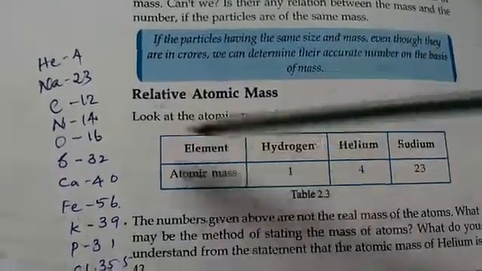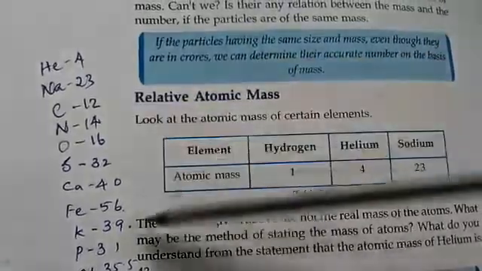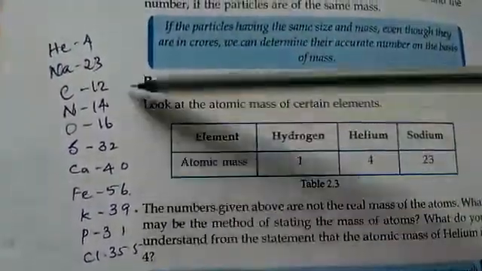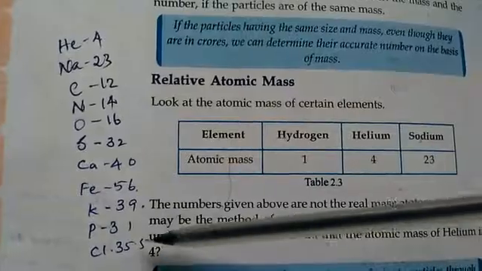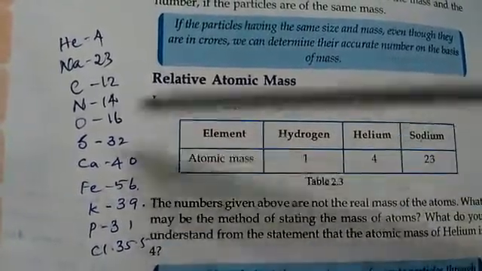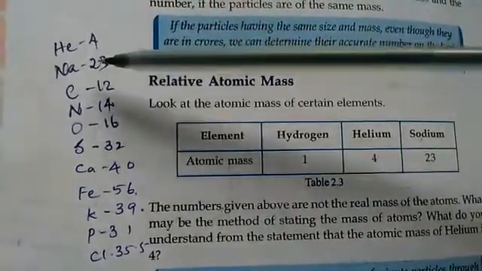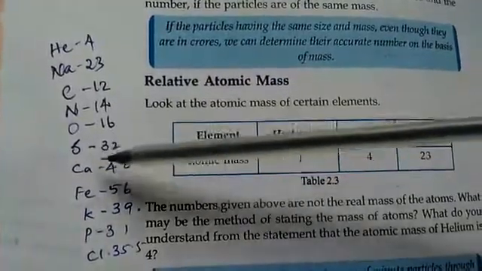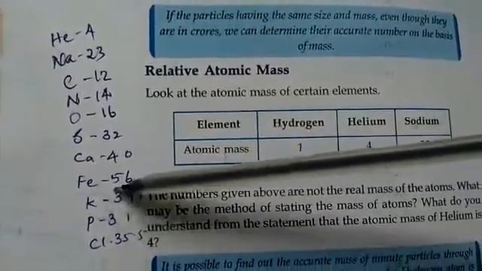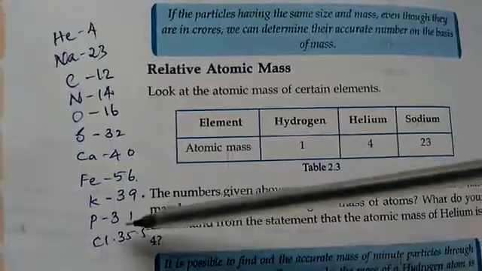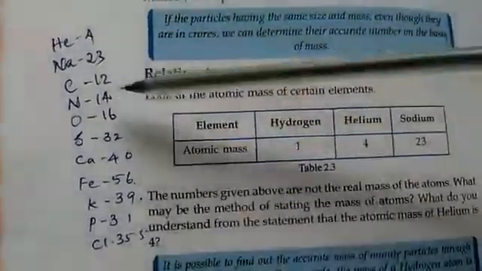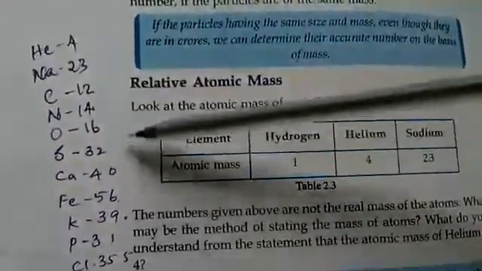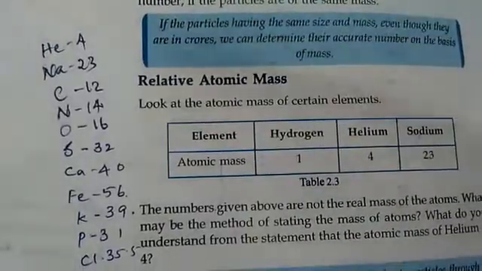See, the first one, you have to learn the atomic mass of certain elements. I have given you in the notebook that you have to learn by heart. Then only you can do the problems. Helium, sodium, carbon, nitrogen, oxygen, sulfur, calcium, iron, potassium, phosphorus, and chlorine. This many elements, atomic mass you have to learn clearly. Then only you can do the problems.